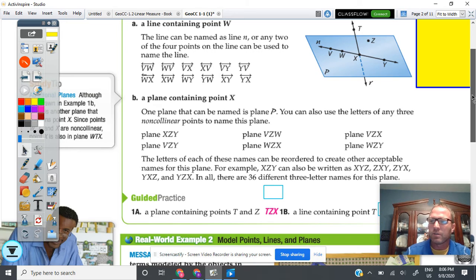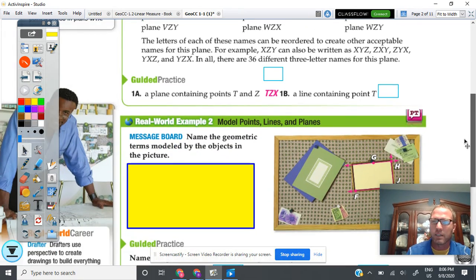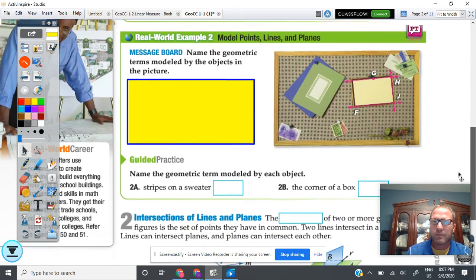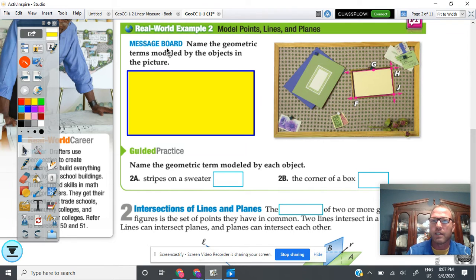I'm going to continue on to example 2 here because it's pretty quick. Example 2, in my notes, I put EX2, put a box around it, and it says name the geometric terms modeled by the objects in the picture. Not a great example, in my opinion. If you notice what's modeled here, though, it has a line here, a line here, a line here. It also has capital letters signifying points. It also has the dots right there to signify the points.